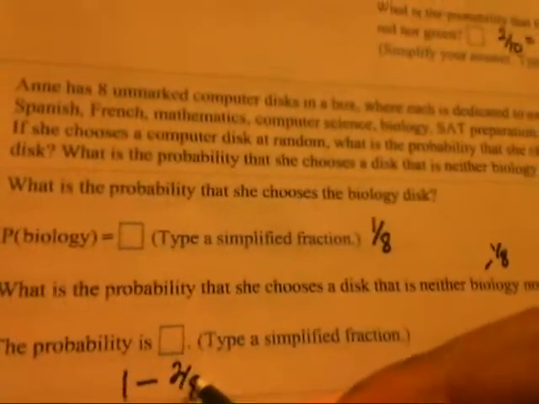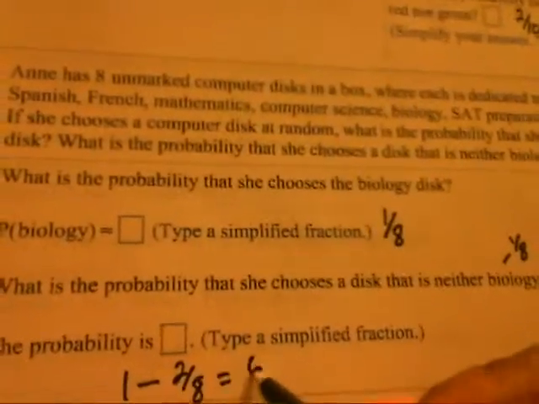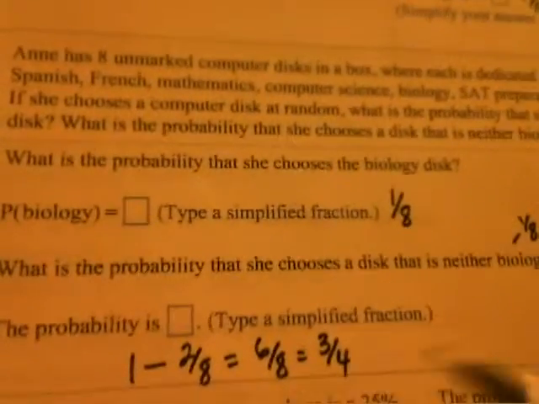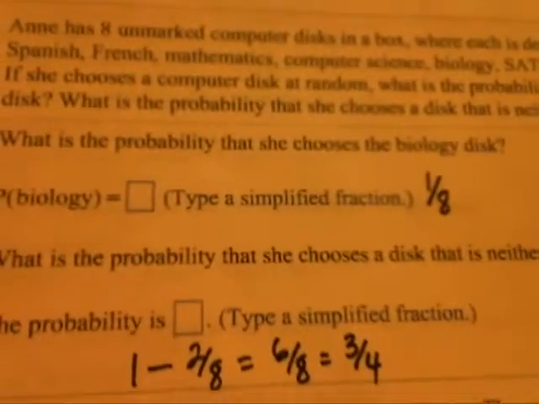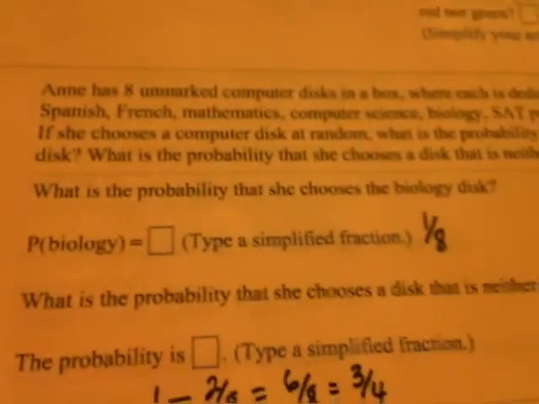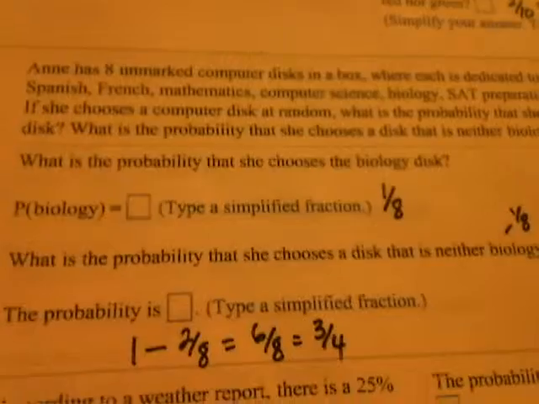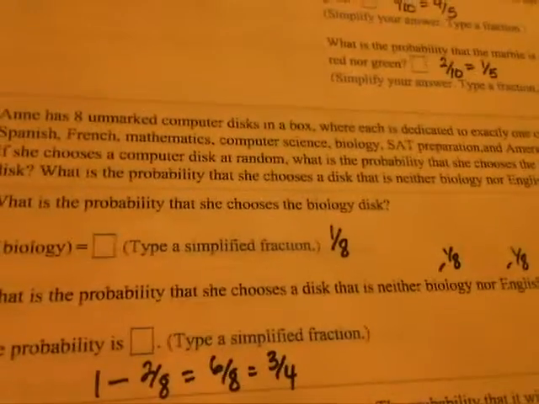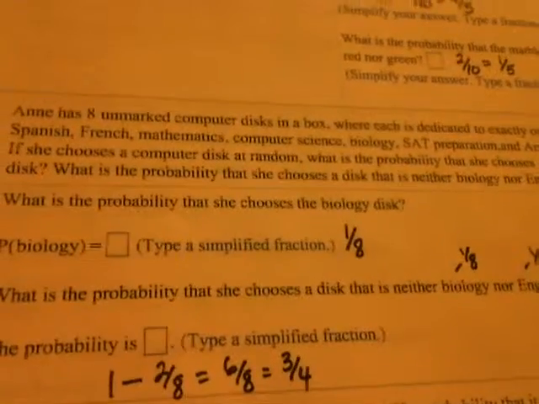So that probability will simply be 1 minus the sum of those two probabilities. 1/8 and 1/8 will be 2/8. So it'll be 1 minus 2/8, which will be 6/8 or 3/4. So the probability of Anne choosing neither the biology nor the English computer disk will be simply 3/4.